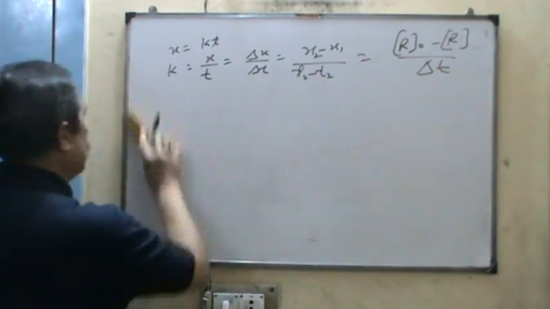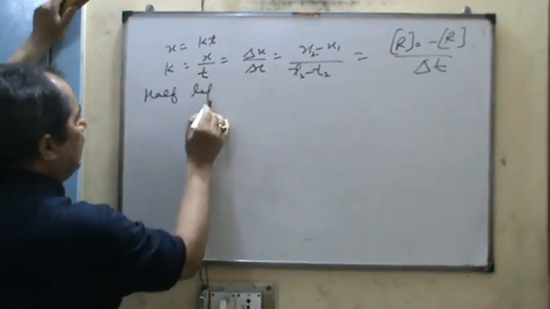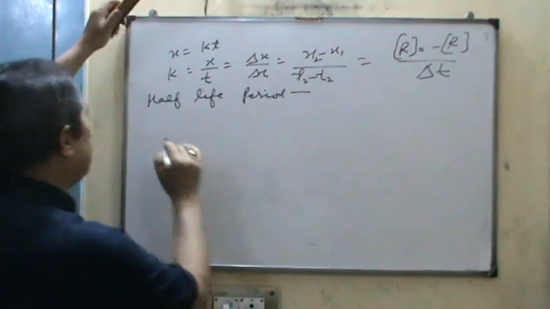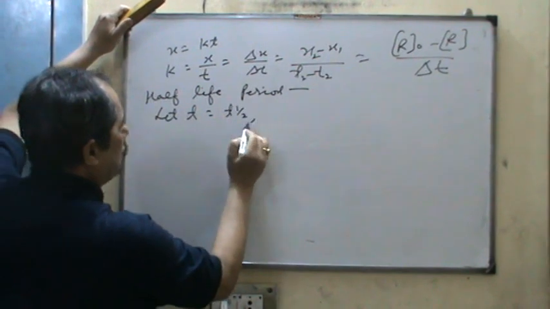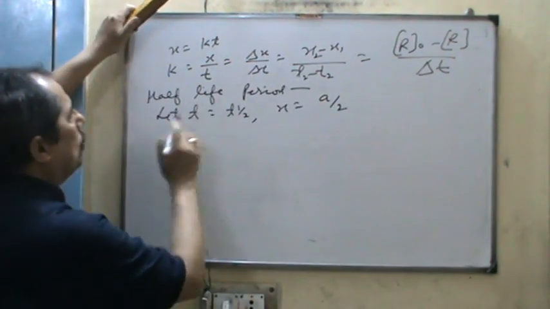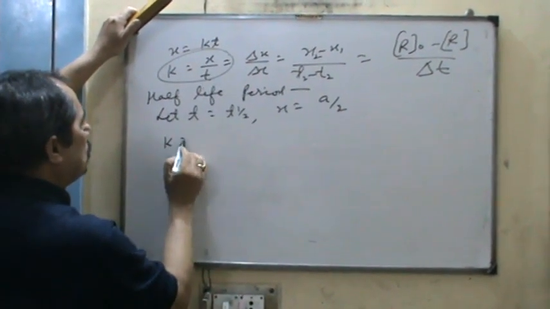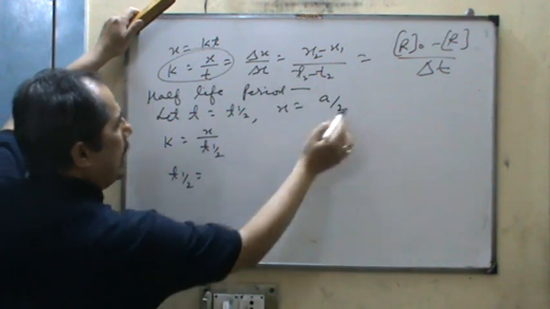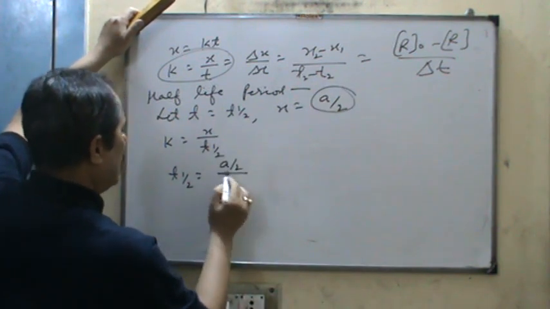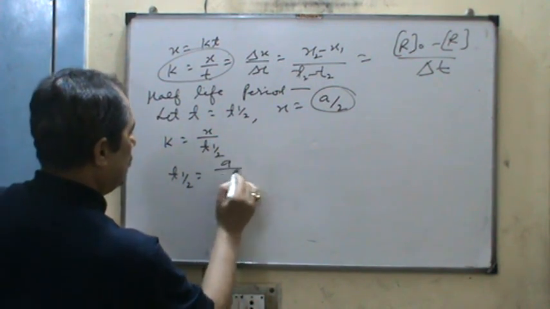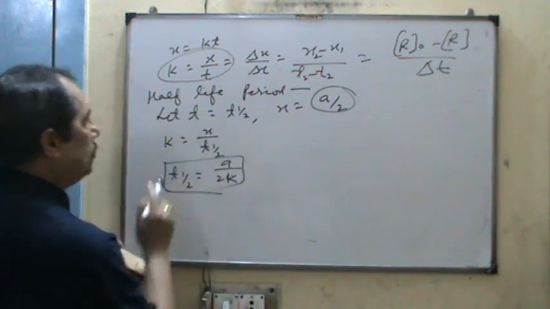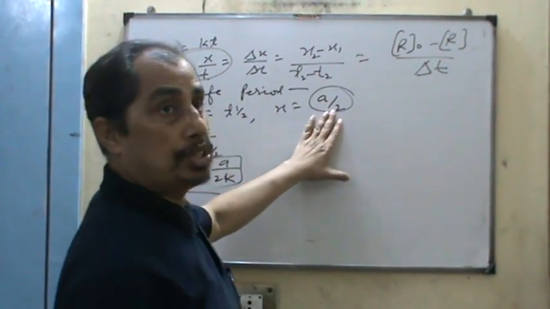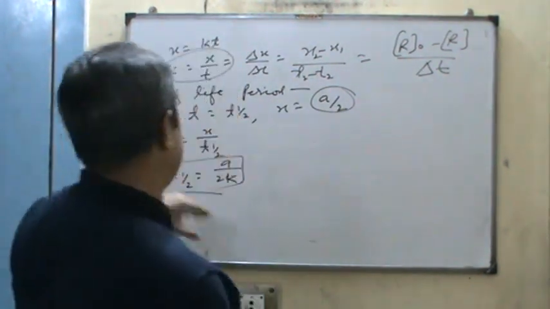Now, how to correlate this reaction with half-life period? The time required to disintegrate half of the total amount of the substance is called half-life period. Let t is equal to t 1 by 2, x is equal to a by 2. Applying the zero order reaction here, k is equal to x upon t 1 by 2, or t 1 by 2 is equal to x, which is a by 2, upon k, so a by 2k. This is the application of zero order reaction with half-life period. It is all about zero order reaction: introduction, examples, unit, you know it very well, and then apply this formula with half-life period.